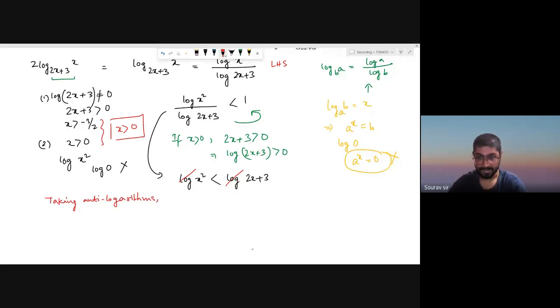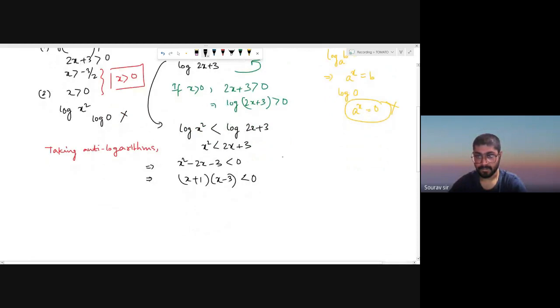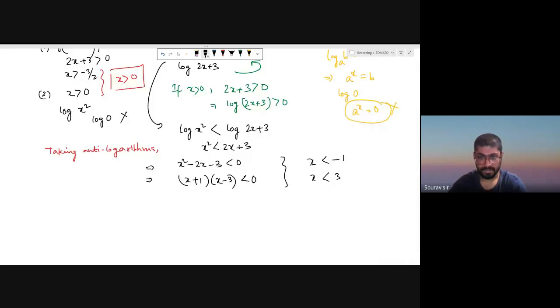So when you are writing in the exam, please mention that taking anti-logarithms. Then what do we have? X square less than 2x plus 3. So this implies x square minus 2x minus 3 less than 0. So this implies x plus 1 into x minus 3 less than 0. Right? So what is this? X plus 1 less than 0 means x less than minus 1. And this is x less than 3. These are the two solutions that you come up with.